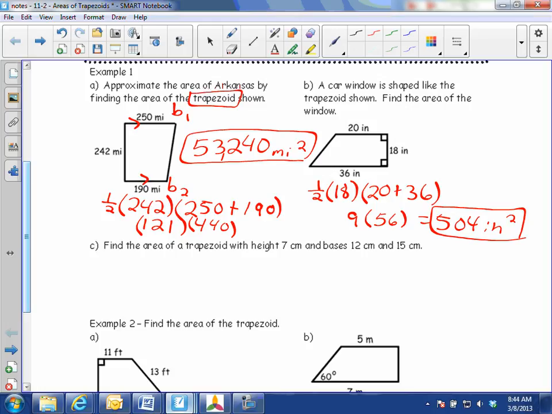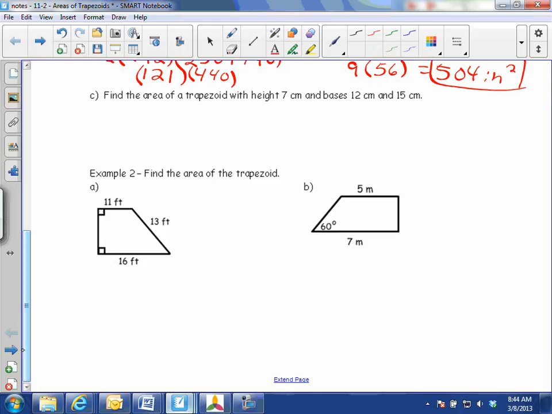Okay, you have to do a couple more examples, so does this make sense? Okay, so part C is exactly like what we just did. They just don't give you a picture to look at. They just give you the information in words, but you guys can figure that out. Let's go on to example 2.